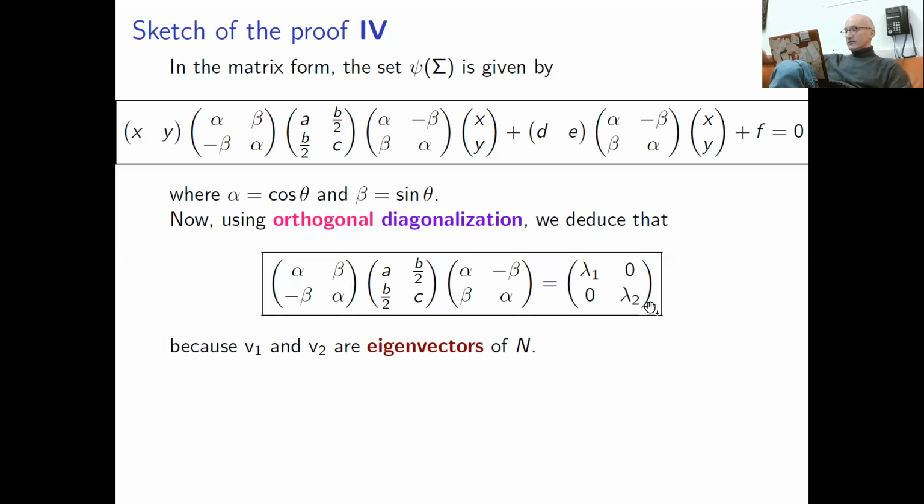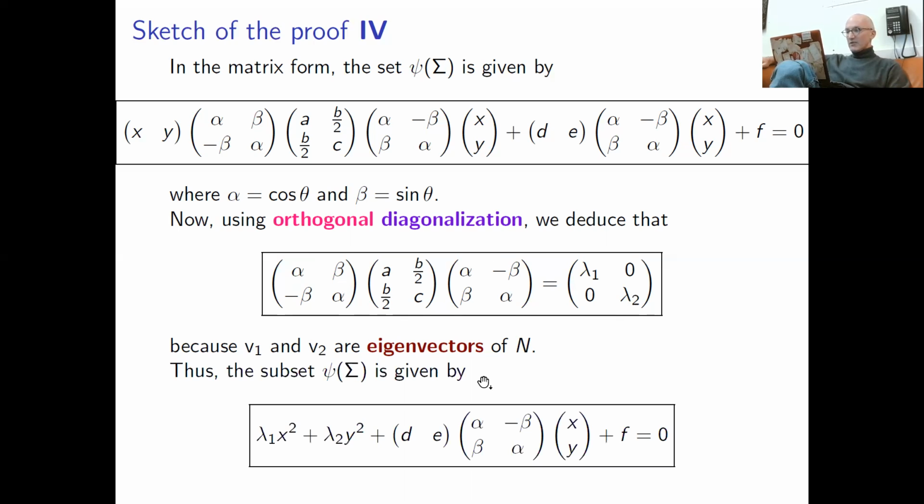Okay. So if I know A, B, C, I know how to find this matrix alpha, beta, minus beta, alpha, such that my equation becomes a little bit simpler. After I simplify this term and this term, my new equation is going to look like this: lambda 1 x squared plus lambda 2 y squared plus this vector d, e times the matrix which I found, alpha, minus beta, beta, alpha, this matrix of rotation, times x, y, plus f.